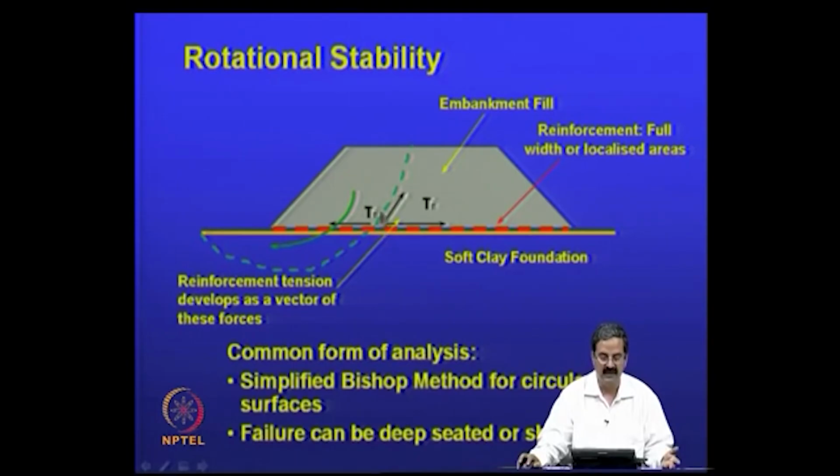So, when you introduce a reinforcement, for each slice, say for example you have a slice here, a component of the tensile force comes into the picture and enters the stability calculations, and that gives you the improved factor of safety using this geogrid reinforcement. Okay. So, failure surfaces can be deep seated or shallow, depending on the thickness of the clay here.